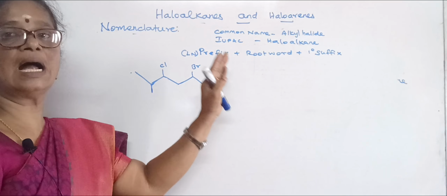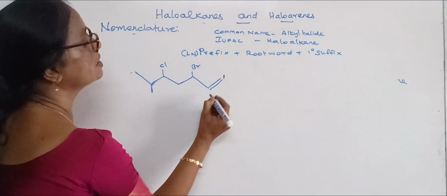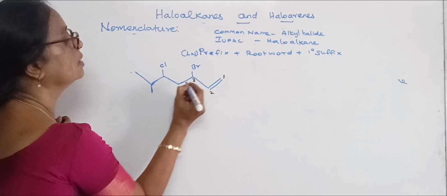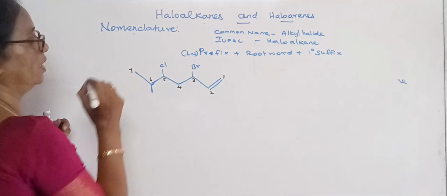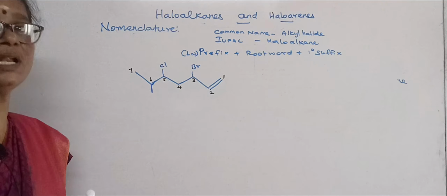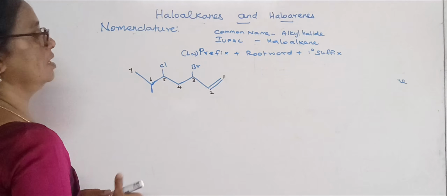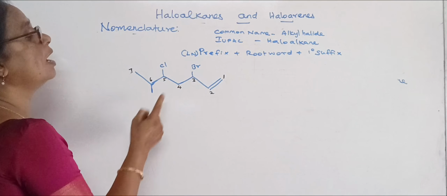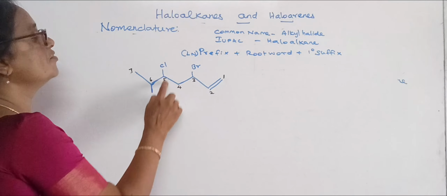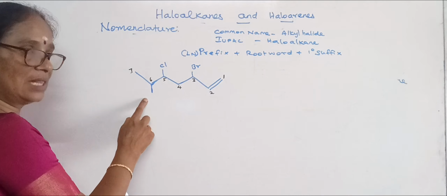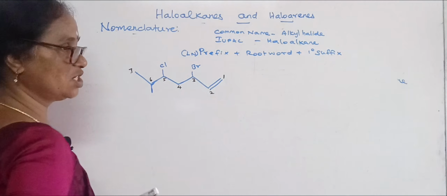So the first and the least number should be given to the doubly bonded carbon. This is 1, this is 2, 3, 4, 5, 6, 7. So there are 7 carbon atoms in its structure. When we name the compound, we should list the substituents according to their alphabetical order. So 3-bromo, 5-chloro, 6-methyl. It represents a methyl group and the double bond at the first position.